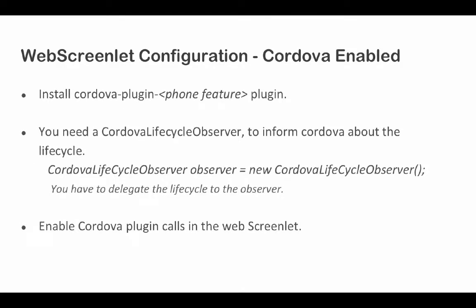If you need to make your web page call a native mobile feature, you will need to enable the Cordova plugin. For example, if you want a button on the consumed web page to make a phone call, you can simply enable the Cordova plugin in the Web Screenlet and call the APIs. To do that, you will need three simple steps. First, install the Cordova plugin, and I'll show you how you can do that during the demo.